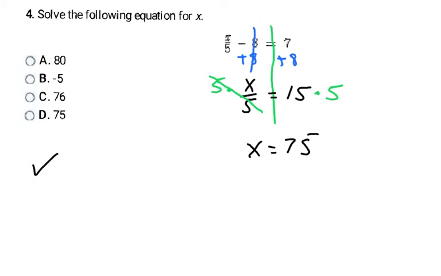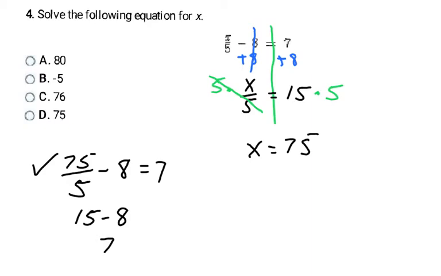So once again, I can check that answer. I have 75 divided by 5 minus 8 equals 7. So I just took this x here and replaced it with my answer. So I'm going to look at the left side and see if I can get it to be the same as my right side. 75 divided by 5 is 15. Minus 8 is 7, which is the same as my right side. So 7 does equal 7. So my answer does check. So my answer here is D.